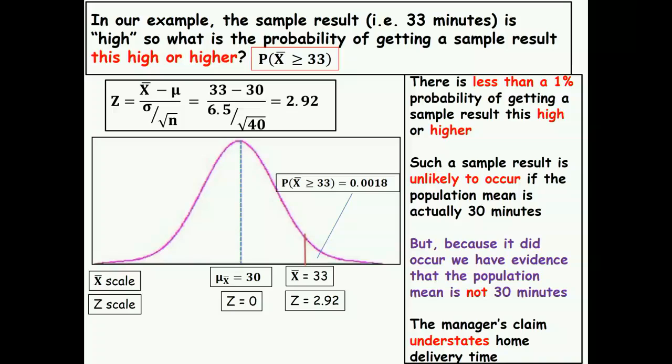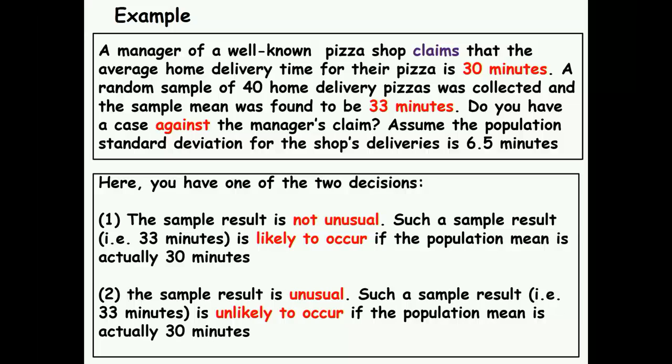So I did all the calculations. This is the X bar scale. This is 30, which is 0. This is 33. When I calculate, I found 2.92. Then I go to the table. The probability to the right of 2.92 is 0.0018. So this is really unlikely. If what he is saying is really correct, if this 30 is really correct, I shouldn't get this result when I take a sample.